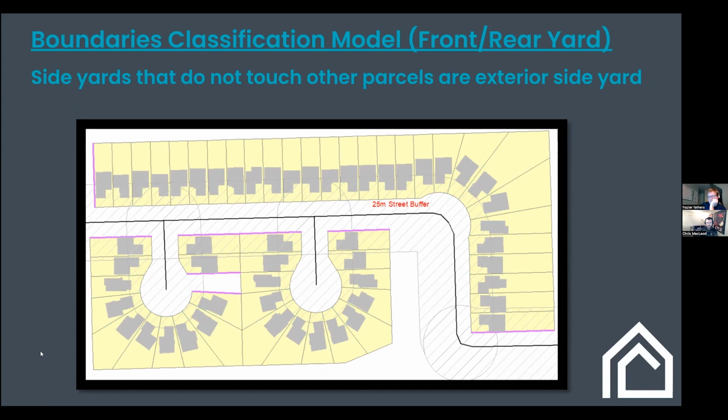And then the more specific level would be the lines that do not touch other parcels. So the ones that are not intersecting with each other. Those are identified as external side boundaries. And those are classified correctly as those. You can see them highlighted there in pink.